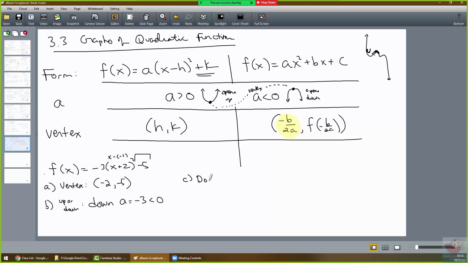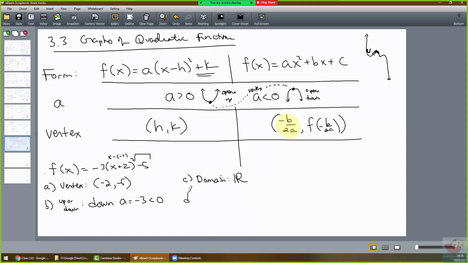Domain. A quadratic function is a type of polynomial function. What's the domain of every polynomial function? All real numbers. And if you forget that, think about it: are there any radicals? No. Are there any logarithms? No. Are there any fractions? No. Domain's all reals.